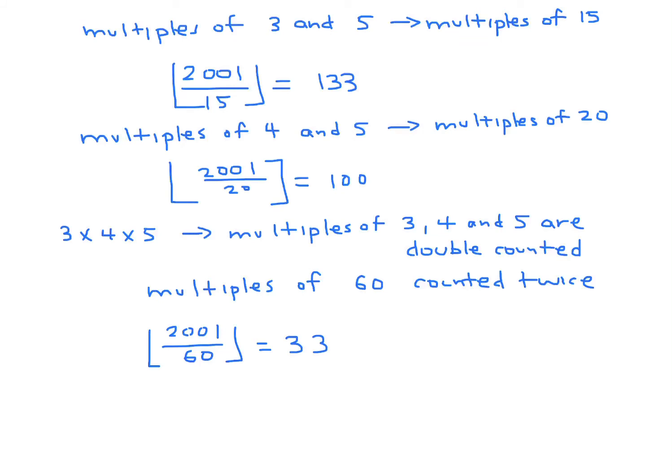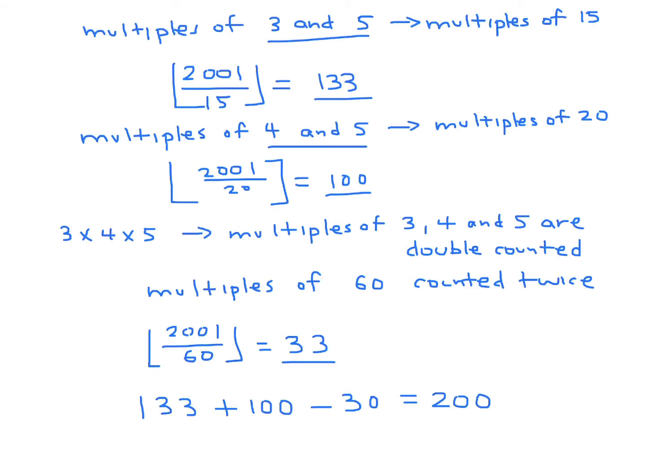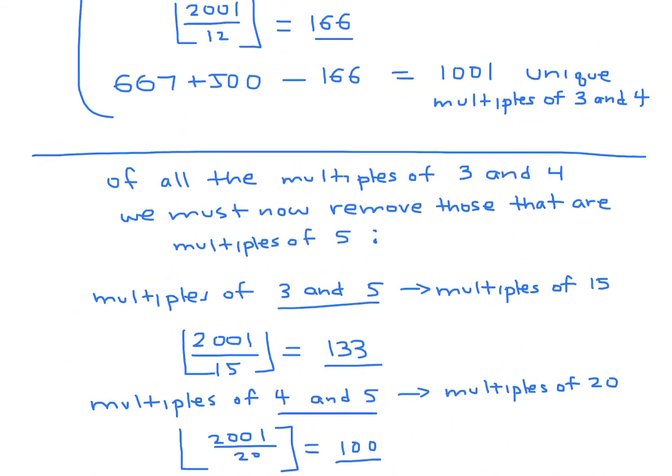So now finally we have 133 plus 100, but then we have to subtract the multiples of 60 that were counted twice, and it gives you 200. This represents the unique multiples of 3 and 5 and the unique multiples of 4 and 5. So these are the ones that we need to remove. Remove from what? Our original list, which was 1001.